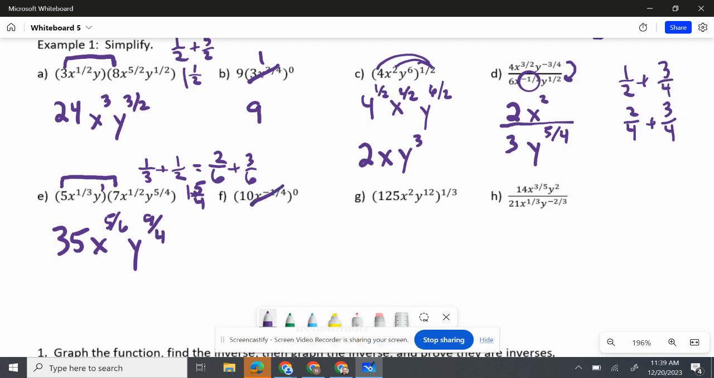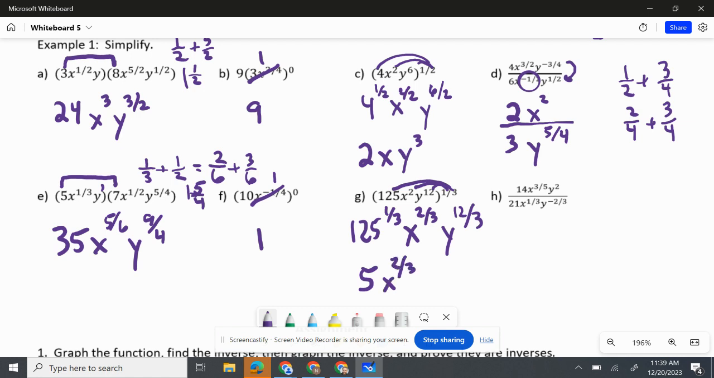Here, anything to the 0 power is 1, so our answer is 1. We're going to distribute the 1/3 to each of the terms. So we have 125 to the 1/3, x to the 2/3, and y to the 12/3. 125 to the 1/3 is 5. We keep the x to the 2/3. And 12/3 is 4. So that would be y to the 4th.